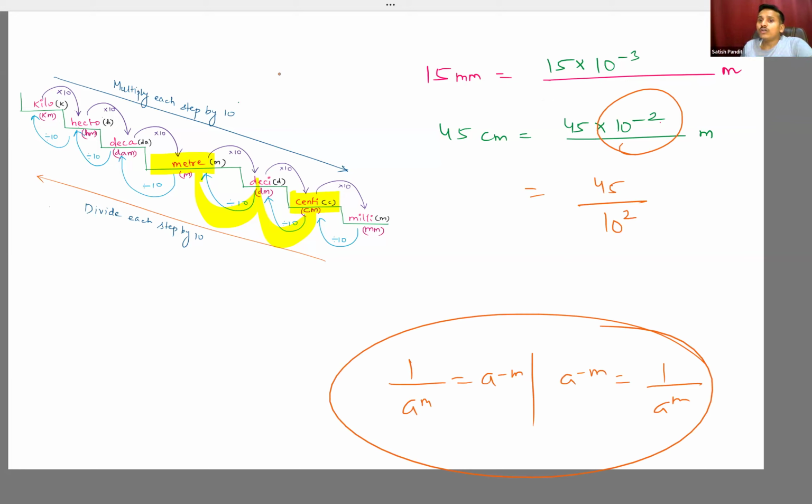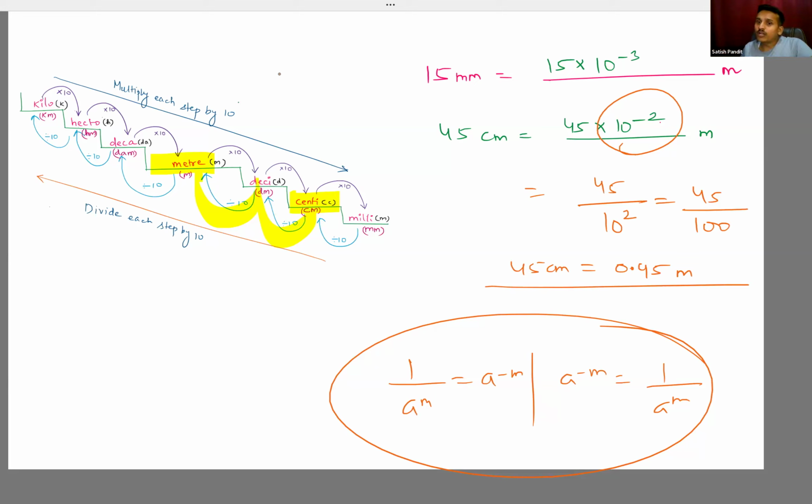Yes. So 45 by 10 to the power 2. What is 10 to the power 2? 1 followed by 2 zeros. So 45 by 100 means I can write 0.45, no? So 45 centimeter is 0.45 meter, we can also write. Yes or no?